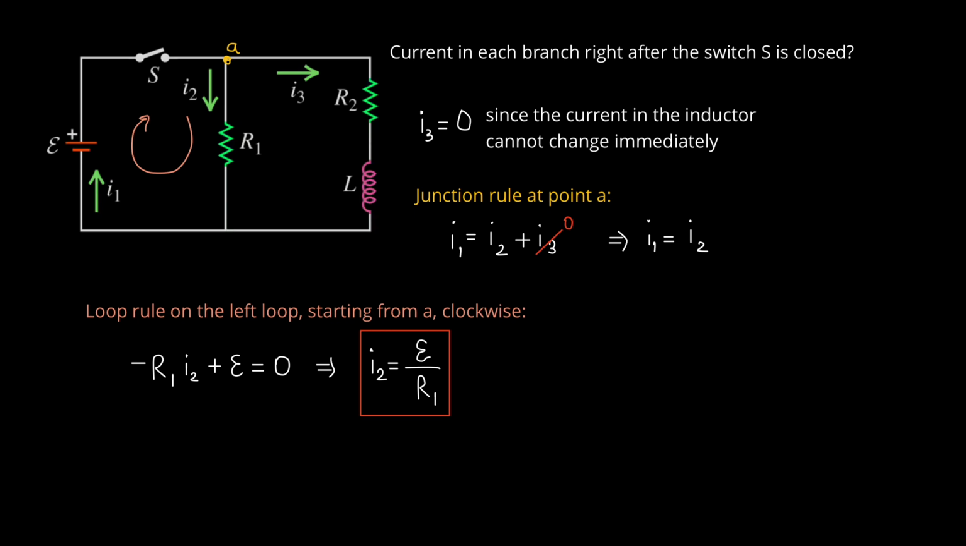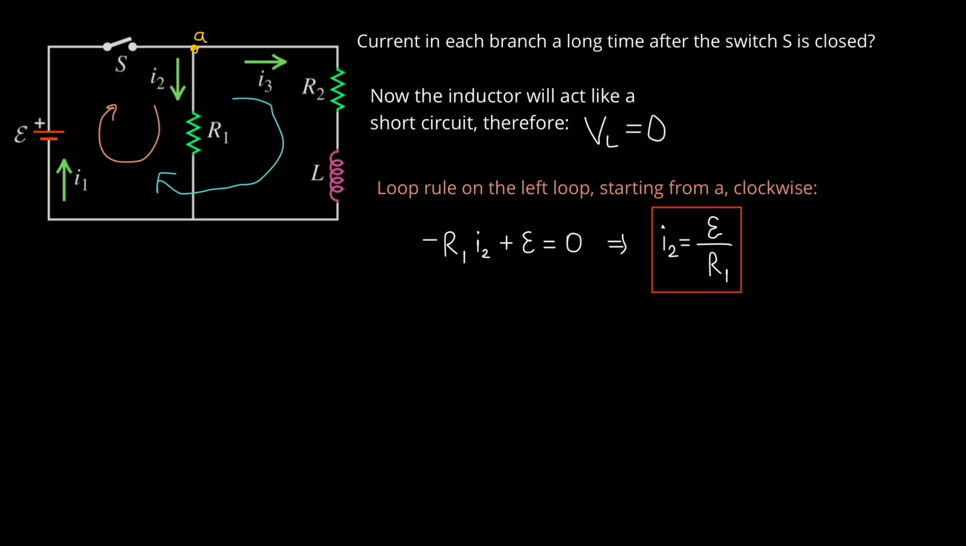Starting from point A, we go clockwise. The first element that we see is R1, and we're going in the direction of the current. That's a drop in the voltage. That's minus R1 times I2, and then we cross the battery from its negative terminal towards its positive terminal. That is an increase in voltage. That's plus EMF. And that's it. So that's equal to 0. Rearranging our equation, we get I2 equals EMF divided by R1, and I1 is equal to I2, so I1 is also EMF divided by R1.